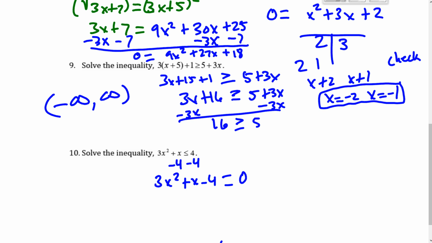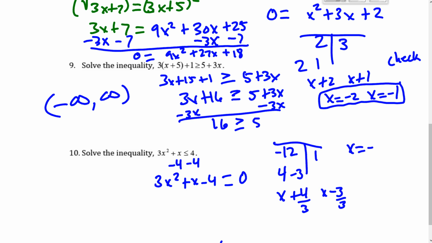So is this factorable? We have negative 12. So what times what is 12 but subtracts to 1? That's 4 and 3, so that's a negative 4 and negative 3. Those are my factors. So my factors are x plus 4 and x minus 3, but I need to divide by my a, which is 3. So my solutions would be x equals negative 4/3 and x equals positive 1.